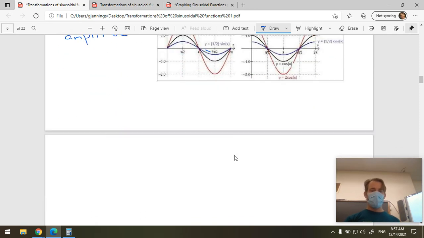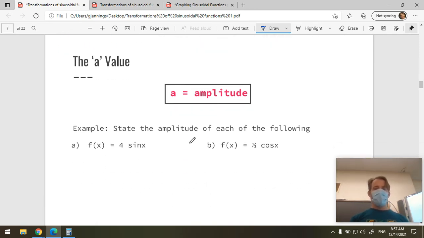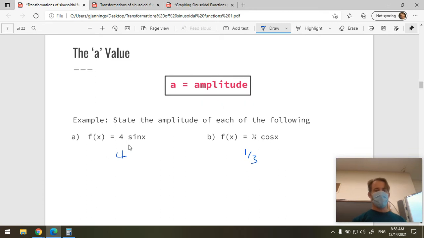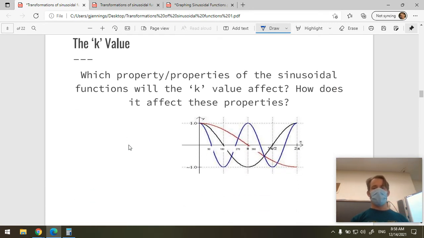Let's take a look at k here. So the a value, so yeah, we have here the amplitude for each of the following. This is an amplitude 4, and then this is an amplitude 1/3. And so yeah, that's amplitude. But now let's take a look at k values. So if we start changing the k values, it's going to affect what aspect of the functions?